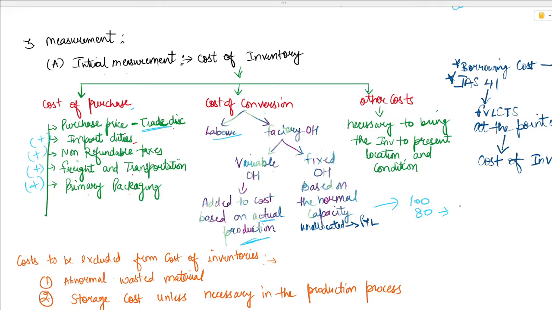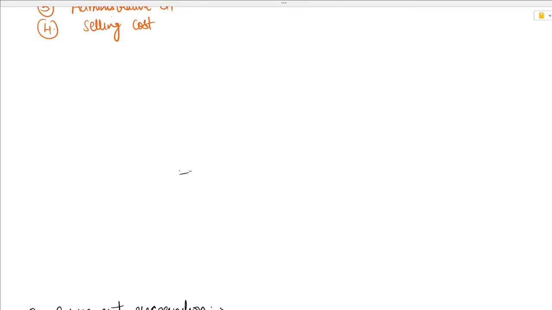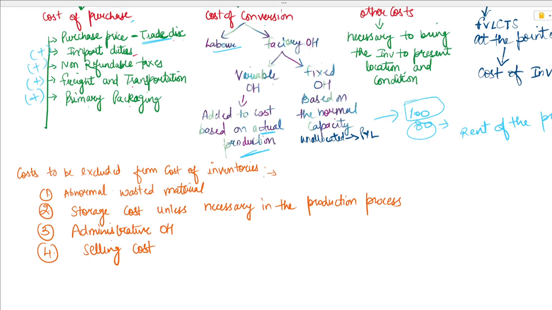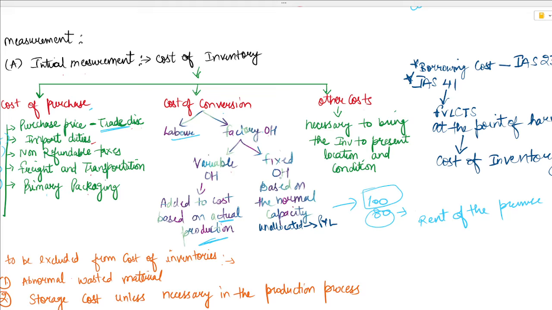Like suppose annually you have a fixed overhead cost, that is your rent of the premises, right? Sorry, rent of the premises, which is say 30,000 rupees.